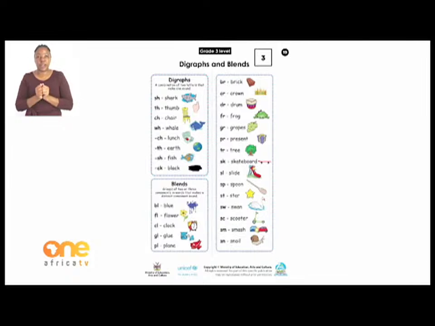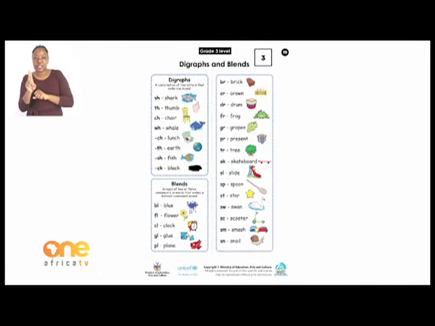So we have our sound sh, then ch, and the last one we have is k. What I'd like us to do is that we are going to do the sound first. We are going to sound the words we can see and then say the words together. For example, we have sh, r, k, shark. That's the word that we're going to say. So we first sound the word and then we say the word together.